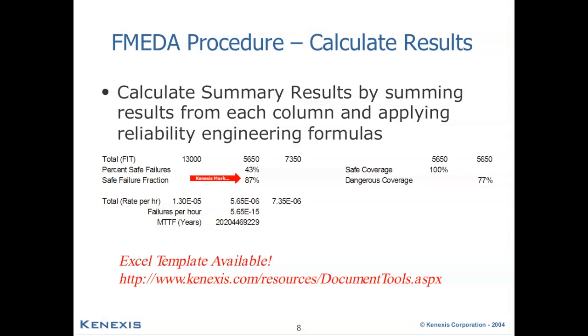And then we calculated the coverage. The important thing to remember for how we calculate the coverage is we look at the failure rate of all of those failures that are detectable, in this case 5650, divide that by the total dangerous failure rate, which in this case was 7350 FITs, and that ratio came to 77%. So that's how we calculated the coverage of dangerous failures.